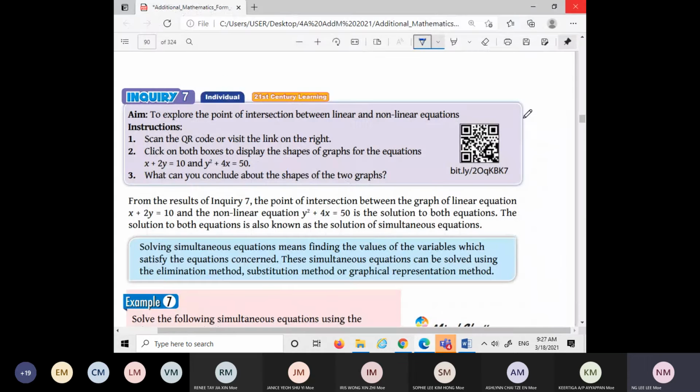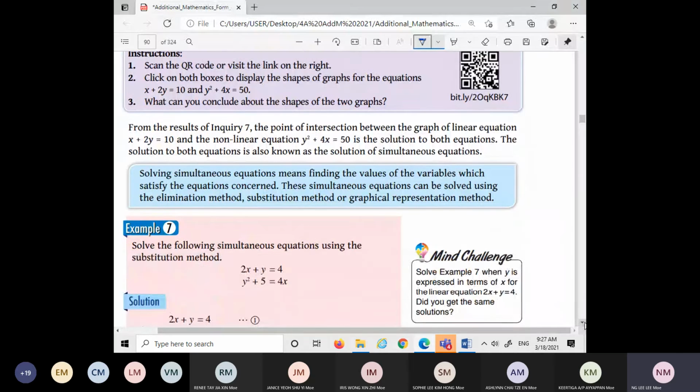So this one is done. Then we come back to here. Solving simultaneous equations means finding the values of the variables which satisfy the equations. These simultaneous equations can be solved using the first method, which is the same as for a system of two linear equations. This is the second method, and this is the third method: elimination method, substitution method, and the graphical representation method.